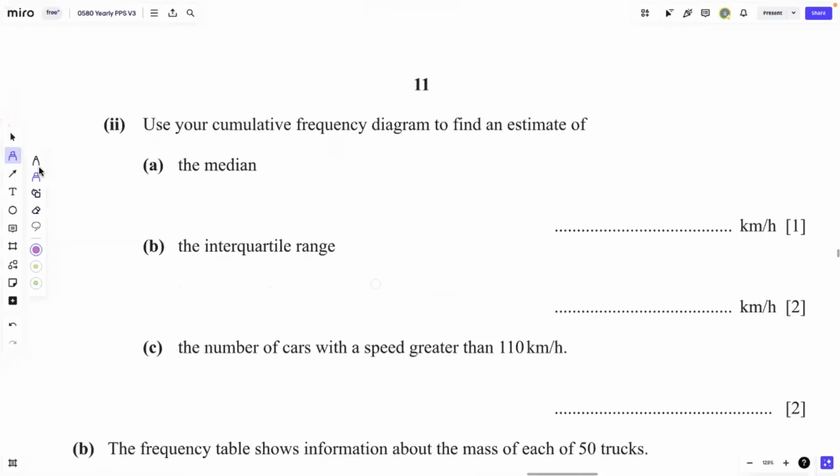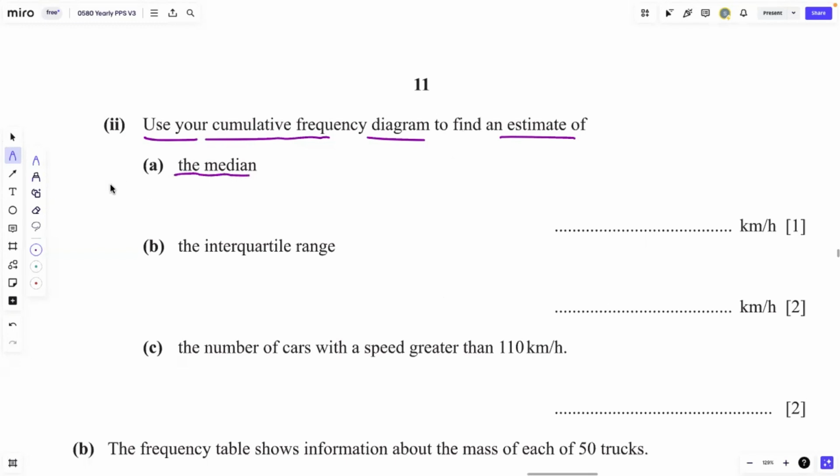Okay, so the next part says use your cumulative frequency diagram. You're actually supposed to use the graph here to find an estimate. It's going to be an estimate, obviously, so your answer in the marking scheme will also have a particular range in between which the answer is acceptable. The answer might differ for each of the students, but it must be in the given range in the marking scheme. So for the first part, you're supposed to calculate the median.